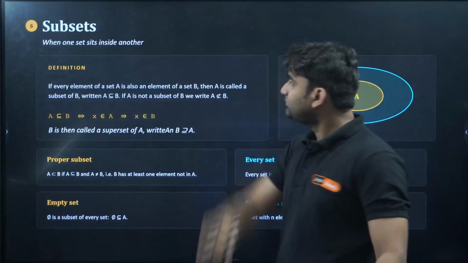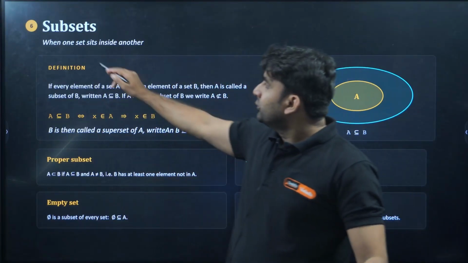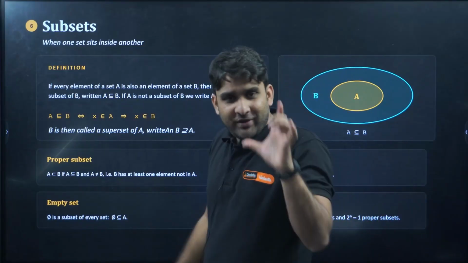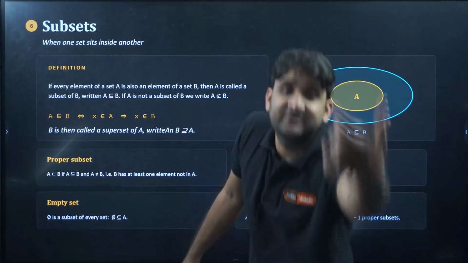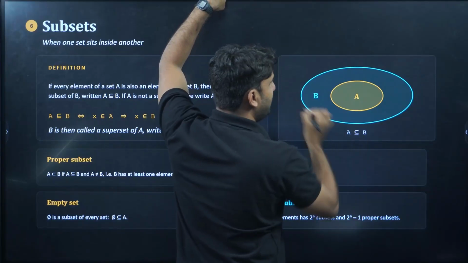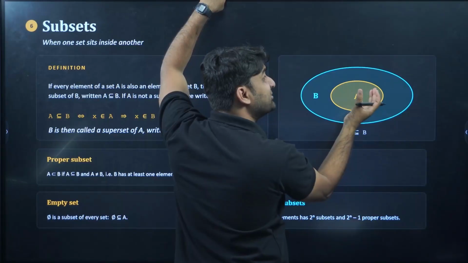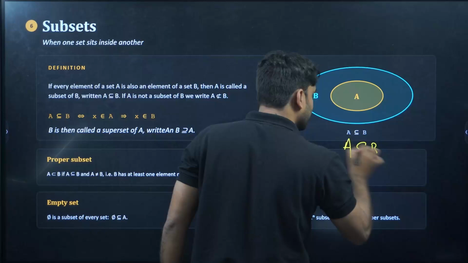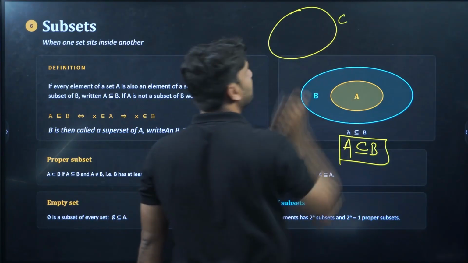Moving to next. Let's talk about subset. What is called a subset basically? Very easy. When one set sits inside another set. For example, I have set B. This entire thing is set B, and this is set A. And the entire set A is also present in set B. So it means that A is a subset of B. This is the symbolic representation. For example, this is set C.